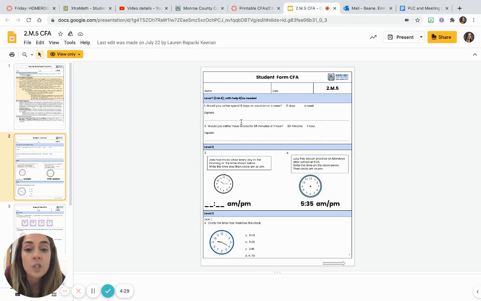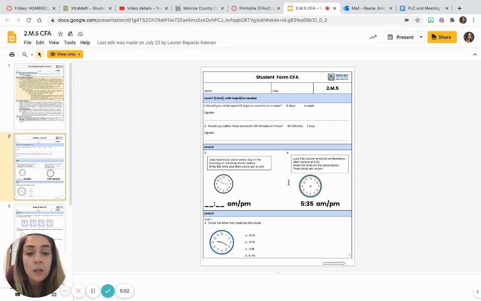But number 1, it says, would you rather spend 8 days on vacation or a week? Okay. Then would you rather have recess for 65 minutes or an hour? And there's already a typo. That should be 65 minutes. Then, down here, number 3, it says, Joey has music class every day in the morning at the time shown below. So you have to look at the clock. Write the time and then circle AM or PM.